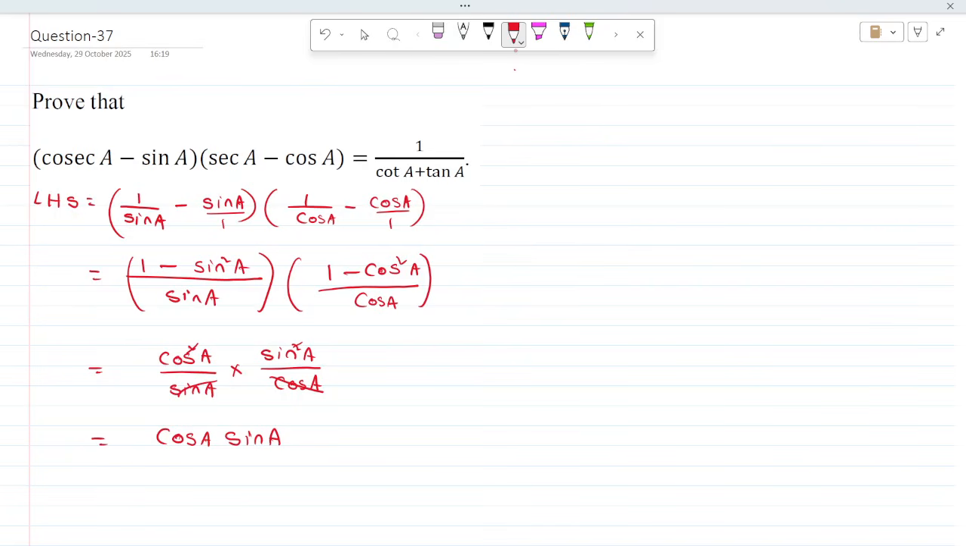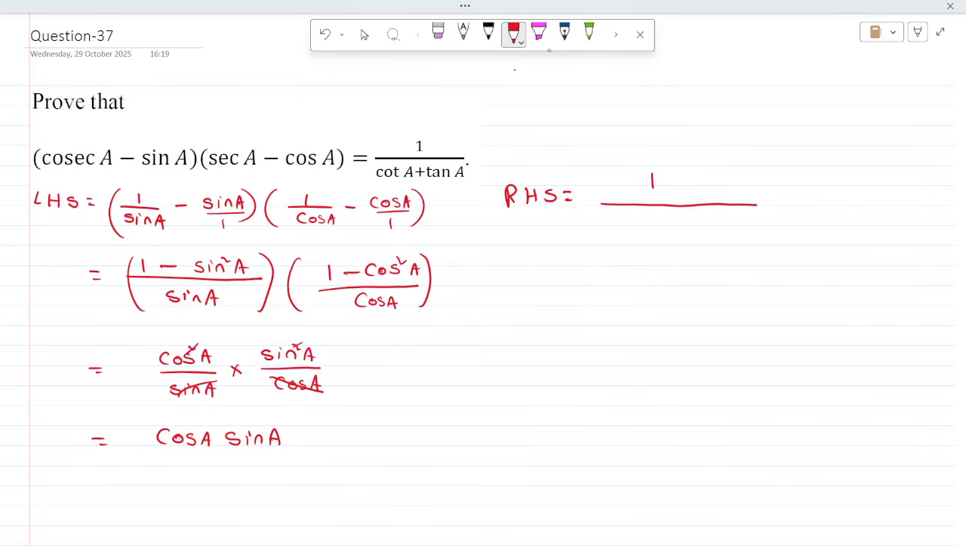Okay. So what will we do? We will take the RHS. You understand? You cannot get the RHS directly. So then what should you do? You should solve it separately. Try to solve the RHS and get cos A into sin A.